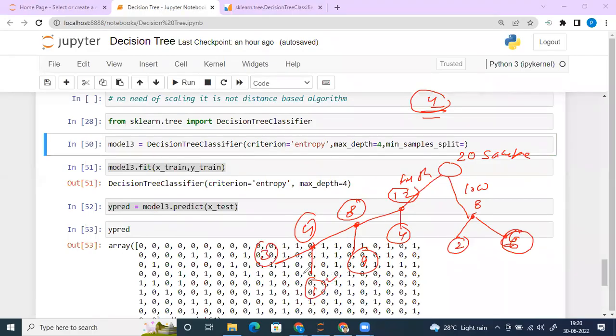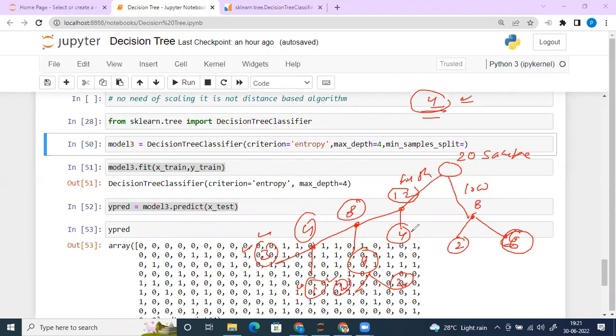So can we split these nodes further? No, because the minimum number of samples required to split is 4, and now it has become 3. So it cannot be split further. That means you are controlling the depth now. Here it is 4, so it can split. Suppose 2 and 2. Will it split? The minimum condition to split is 4 samples, but how many samples are remaining? 2 and 2. So will they split? No, they will not split further.